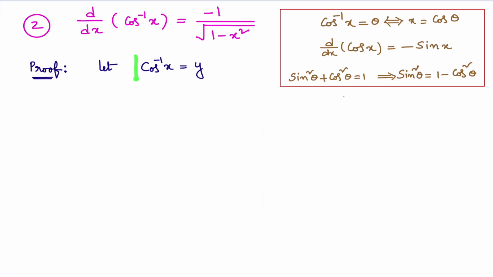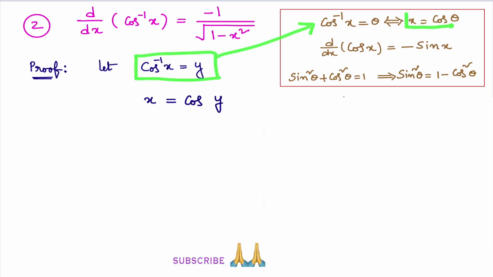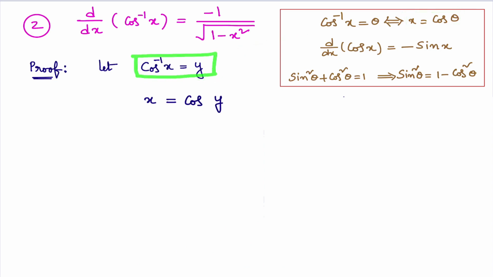See here, I have taken cos inverse x equal to y. From this definition of inverse cosine function, whenever cos inverse x equal to theta, I can write x equal to cos theta. Like that, when cos inverse x equal to y, I can write that x equal to cos y. Just take cos inverse to this side. x equal to cos y.